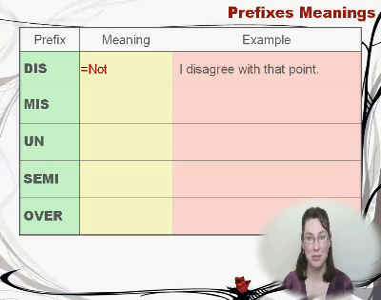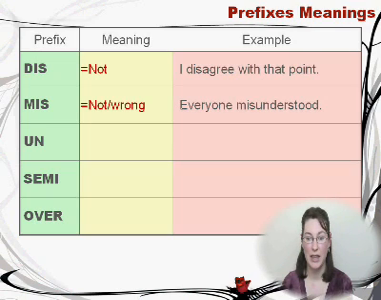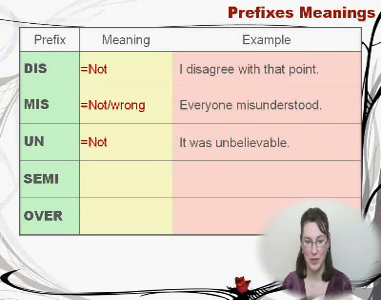The next prefix is mis, which also means not. Sometimes it means wrong. So, everyone misunderstood. So, everybody had the wrong idea. The next one is un, which also means not. It was unbelievable, which means you could not believe it.